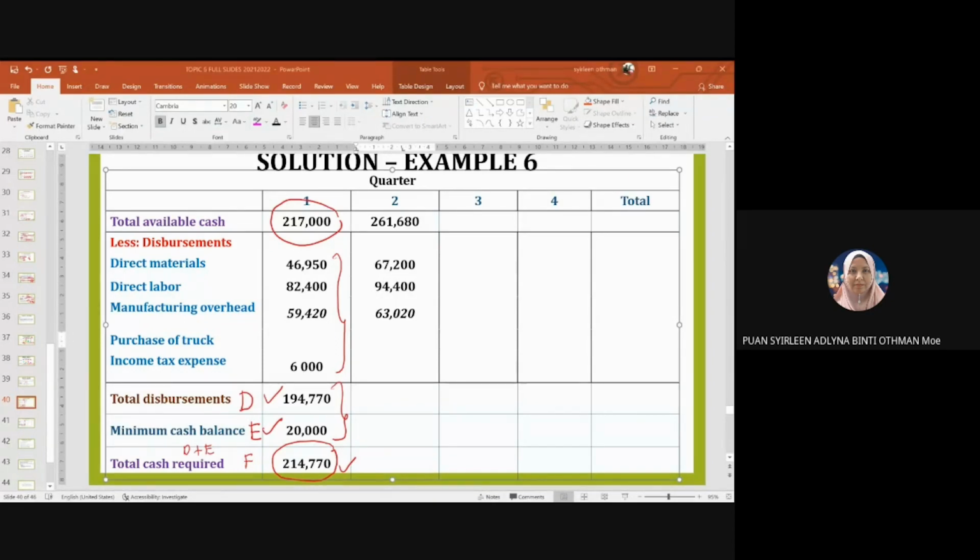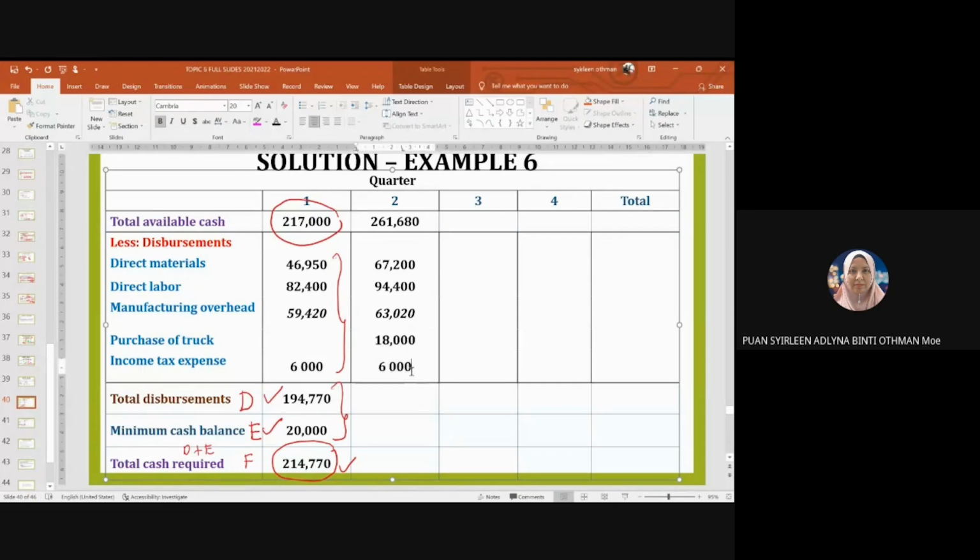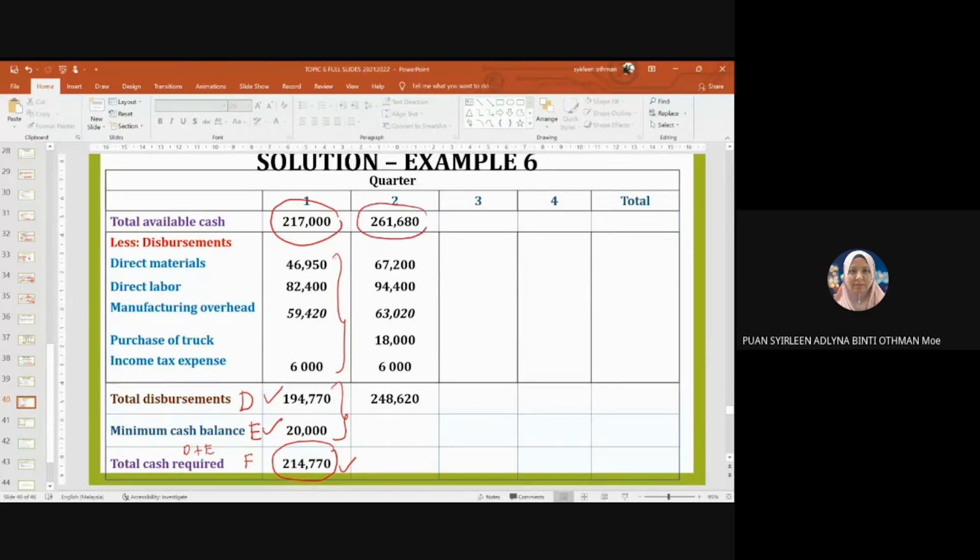Okay. Right. So now I am going to tambah dekat situ purchase of truck. Sebab purchase of truck tu berlaku dalam kuartal 2. So kita kena bayar 18,000. So tambah lagi satu item, 18,000. And we are paying for the income tax as well, 6,000. Okay. So kita ada 1, 2, 3, 4, 5 items dalam second quarter, which is 248,620. Okay. So sekarang dekat tangan ada 261,680.